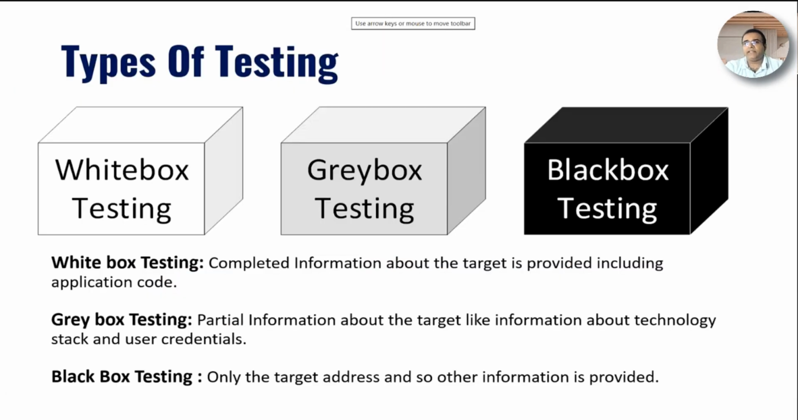So that is where the three types of testing come into play. In black box, you don't have any information. In white box, you have all the information. In gray box, you have partial information. It is not on the lower end. We get a lot of information, but not complete information, right? So that is what happens in penetration testing.